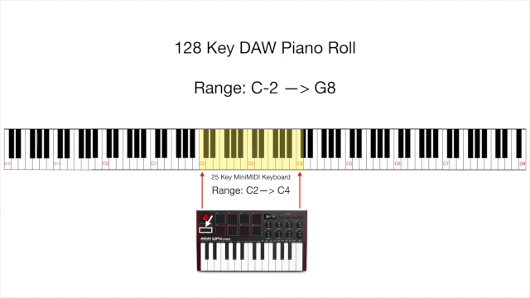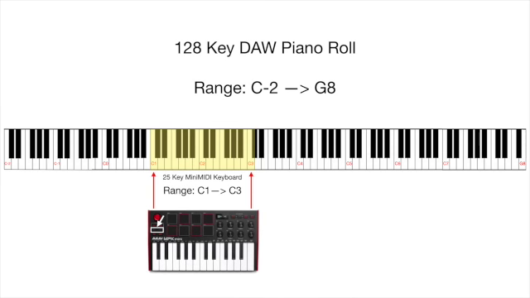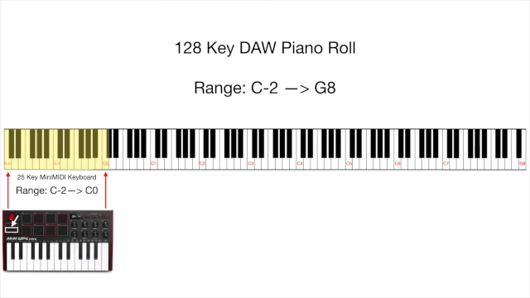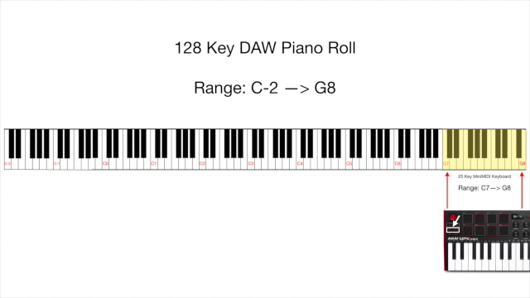For example, you have this 25 key mini MIDI keyboard with a 2 octave range right now between C2 and C4. But if you wanted to work on notes lower than that, you use that octave shift key and that can shift it down. So now you're at a range from C1 to C3. You could go all the way to the bottom so that you're now at C-2 to C0, or you can go all the way to the other end where you're at C7 up to G8.